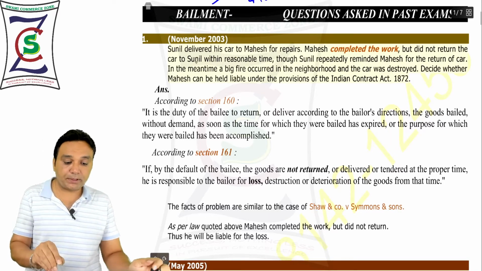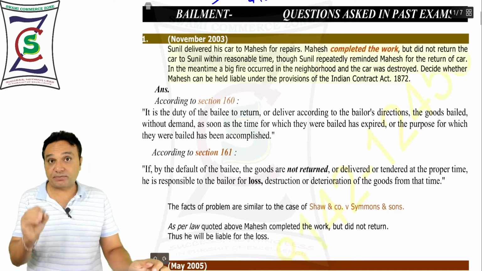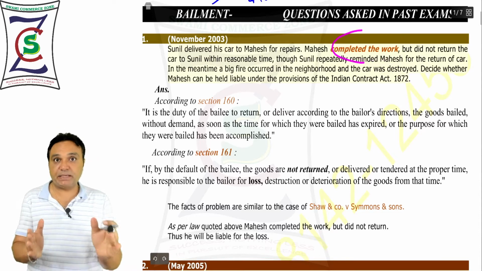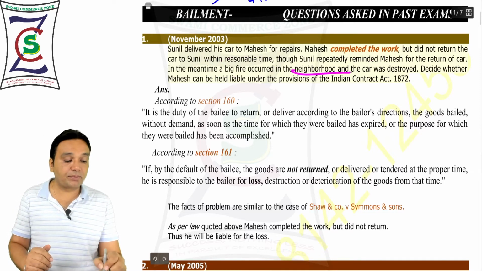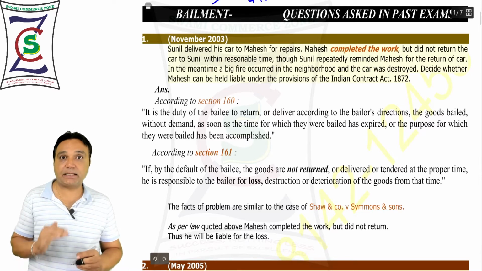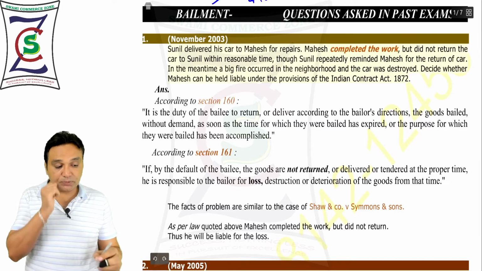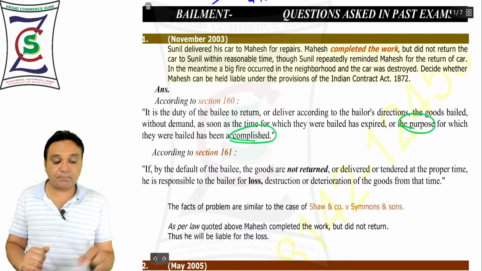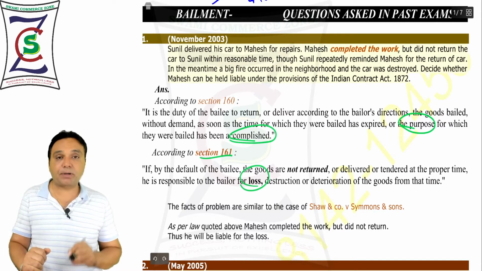So here what happened? Though Sunil repeatedly reminded Mahesh for the return of the car, but remember here the important point is you have completed the work, means the car is repaired. So in the meantime, a big fire occurred in the neighborhood and the car was destroyed. So obviously here bailee is gonna be liable because 160 says it is your duty to return the goods when the purpose is accomplished. Otherwise, if you won't return, 161 says you are gonna be liable for the loss.